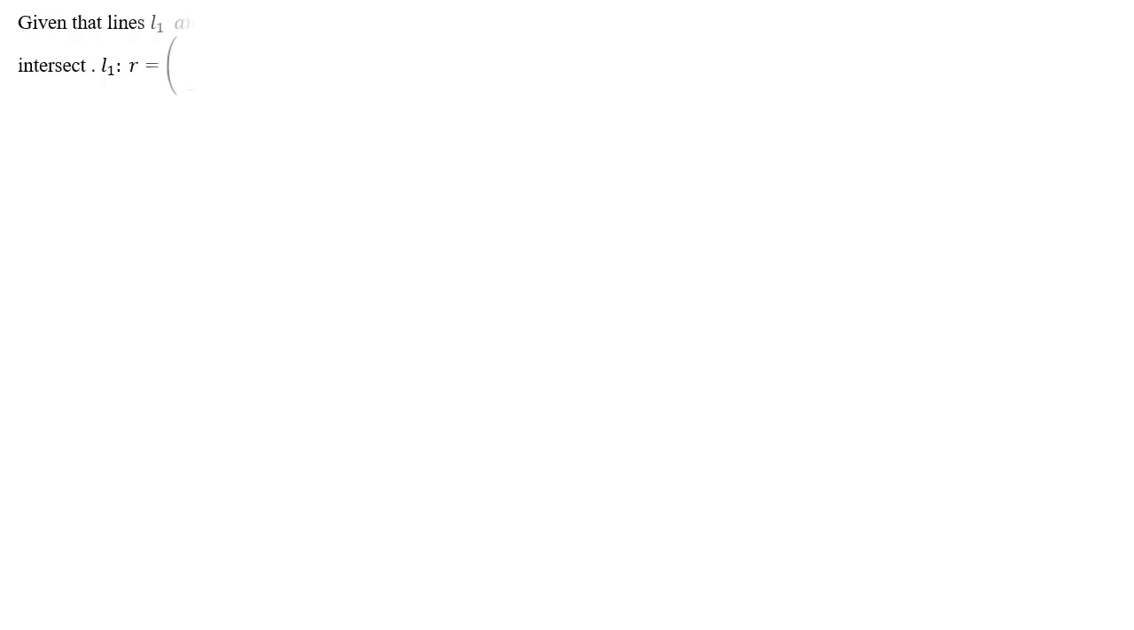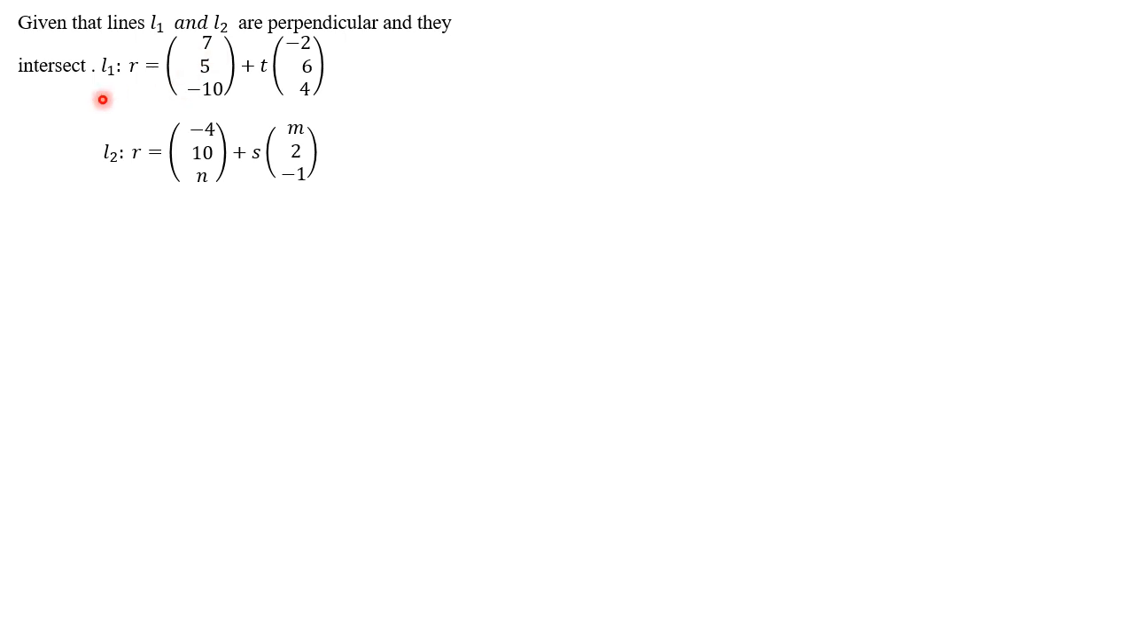Alright, let's go to the next example. Given that the lines L1 and L2 are perpendicular and they intersect. This is our line 1 and line 2. The questions are as follows: find the value of m, then find the value of n, then item 3, state the coordinates of intersection.